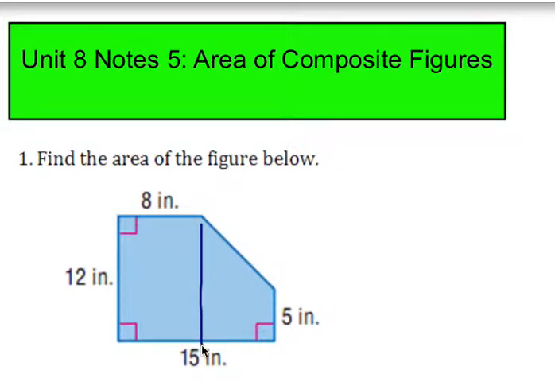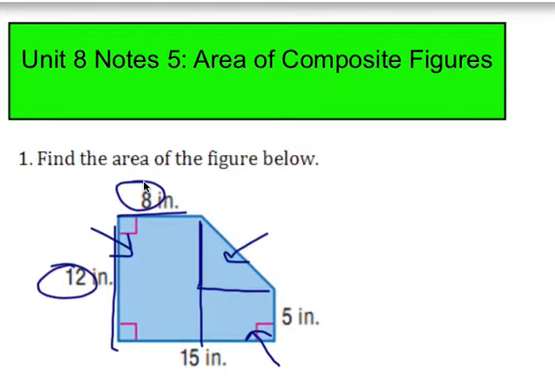We're going to make it into one rectangle here, and then we're going to make it into a triangle here, and we're going to make it into another rectangle there. Well, this rectangle, the height is 12 and the base is 8. So to get the area of the rectangle, I'm just going to multiply 8 times 12. So that's going to give me an area in here of 96.